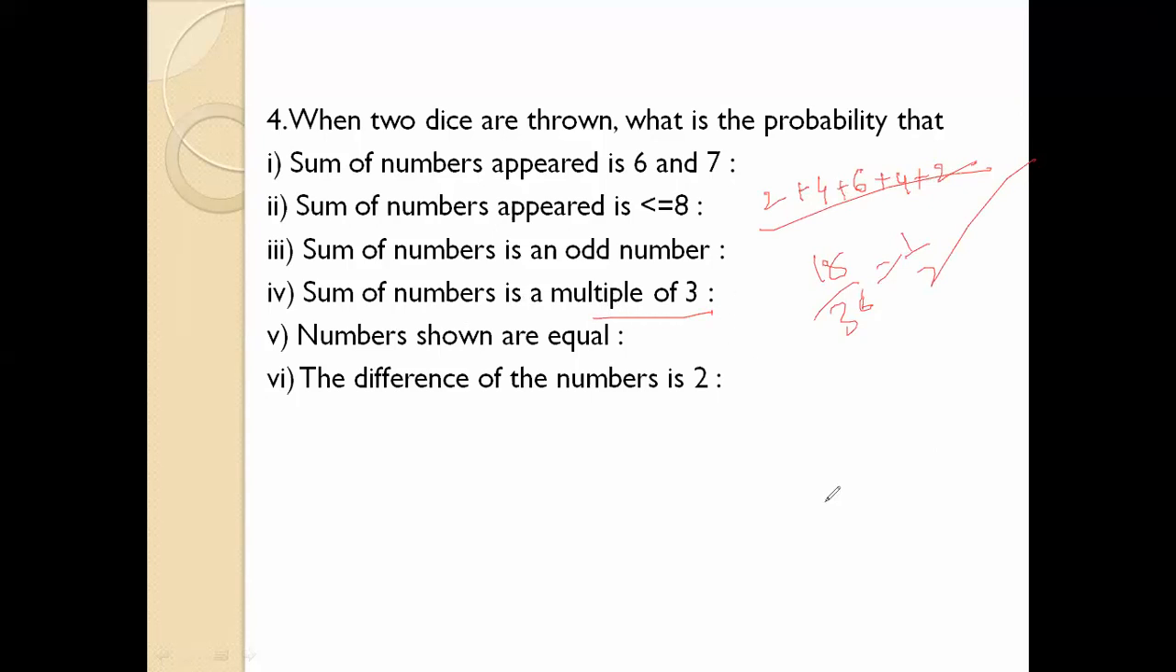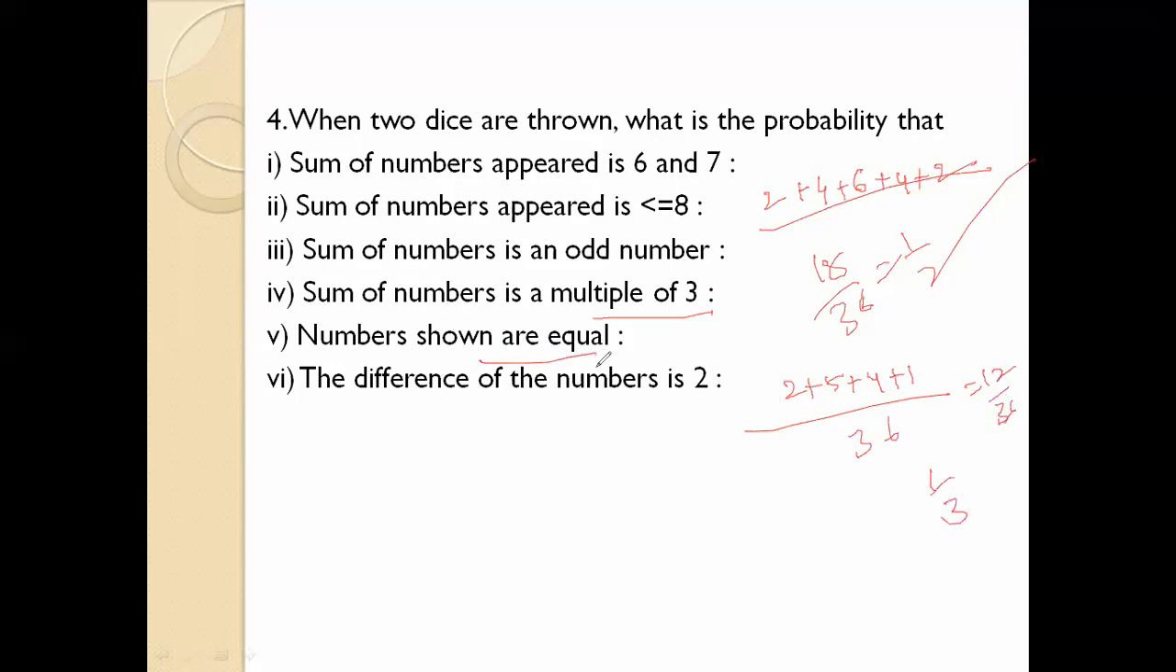Sum of numbers is multiple of 3. Multiple of 3 is 3 case. 3 case you get 2. 6, 6 you get 5. 9, 4, 12, 1 case. By 36. 7, 11, 12. 12 by 36. 1 by 3.